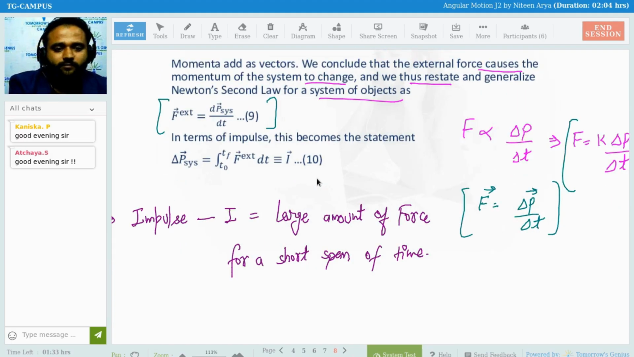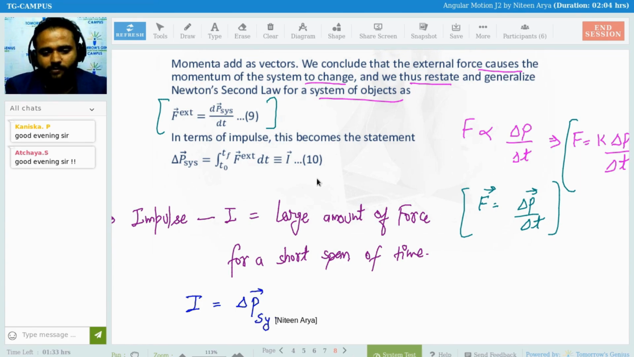And that is why, mathematically also, we represent impulse I equals the rate of change of momentum of the system, because we are talking about a system here. So that is why the integral from t naught, the initial time, to t final, of F external dt.